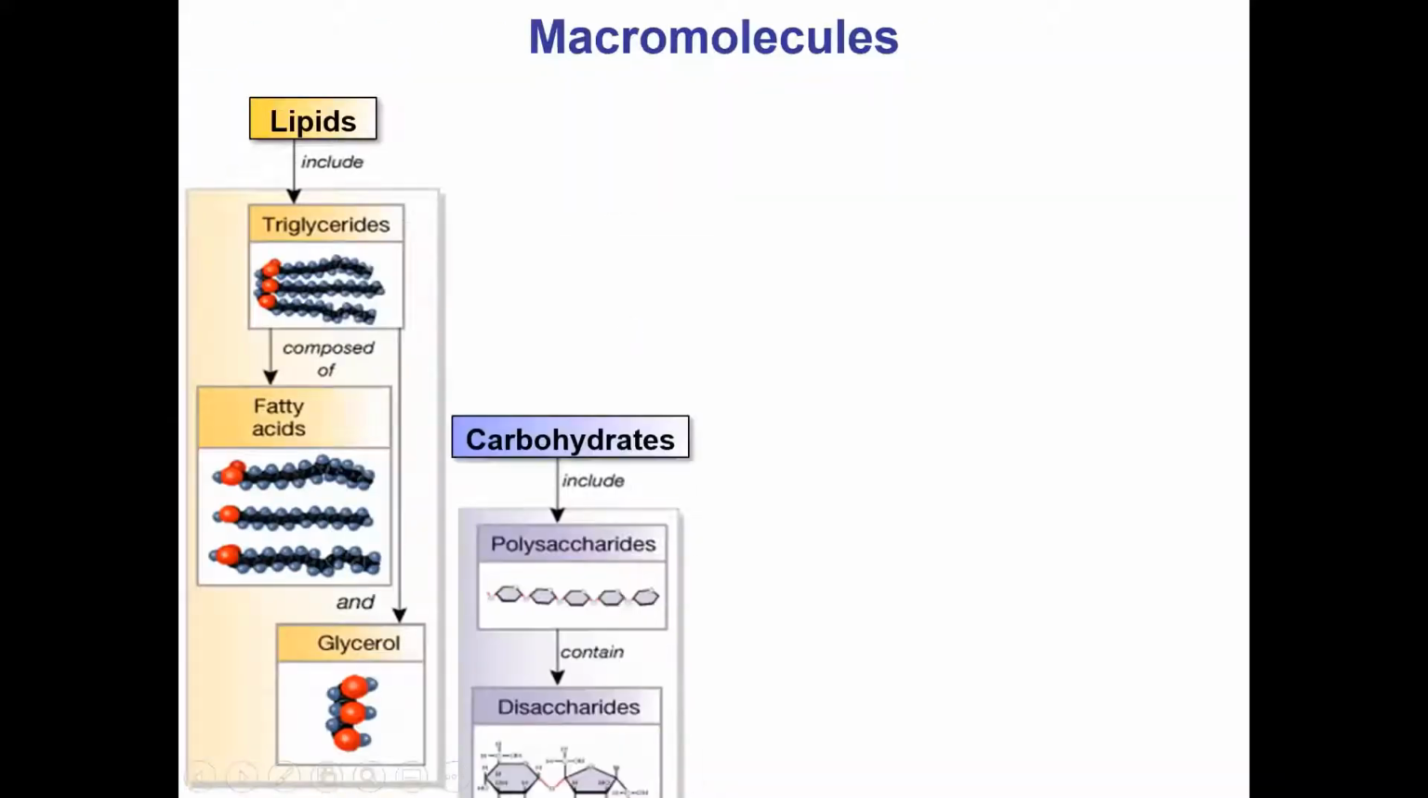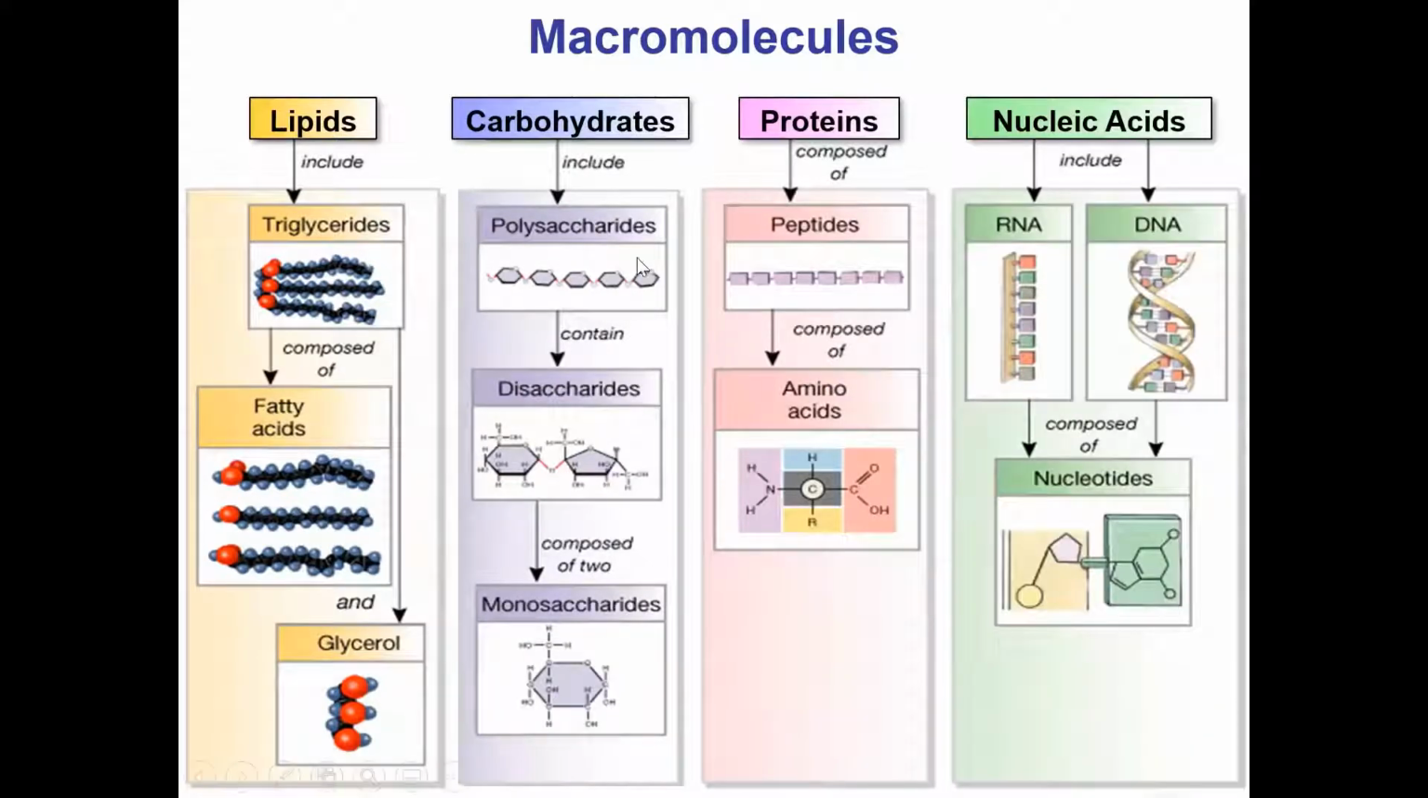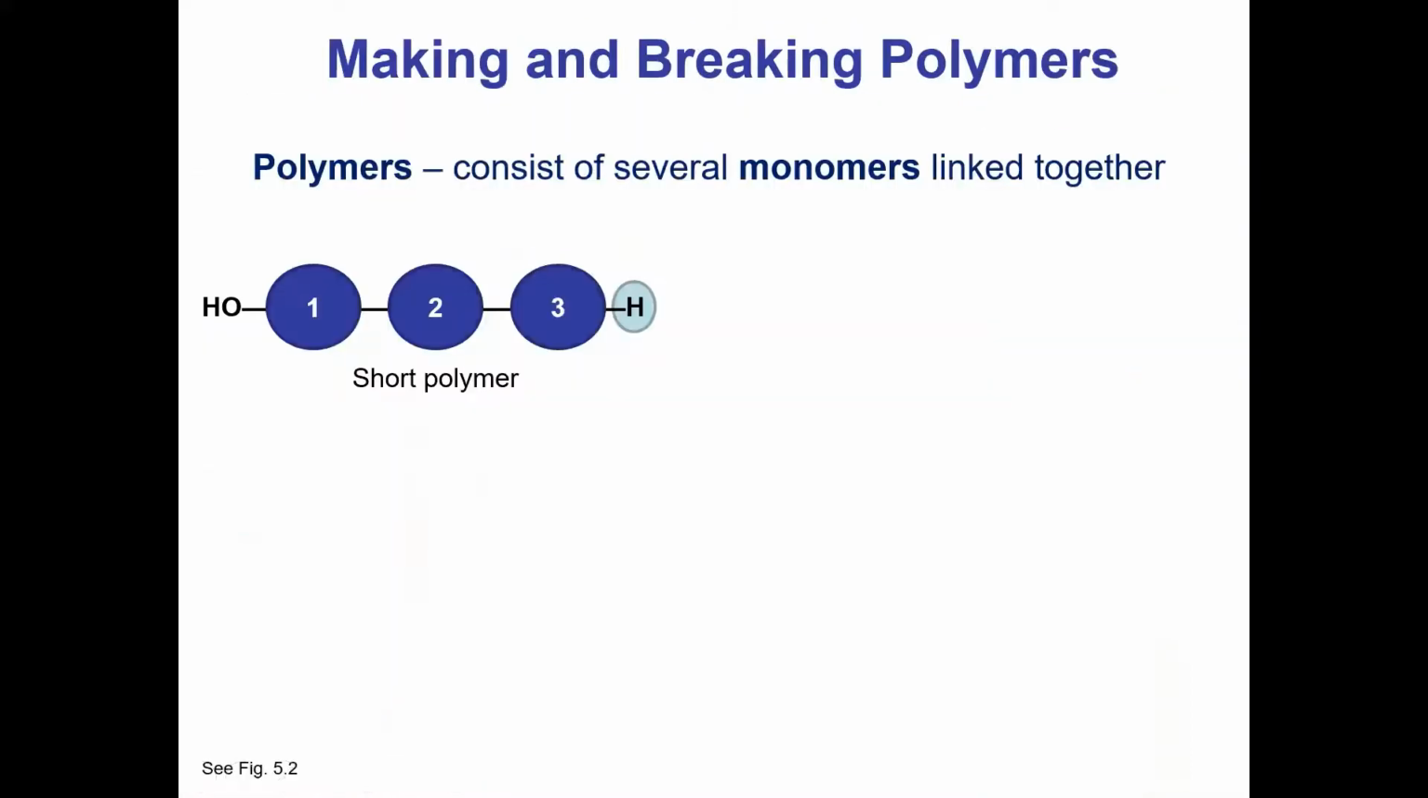So these are the 4 groups of macromolecules we're going to be talking about: lipids, carbohydrates, proteins, and nucleic acids. Kind of like the 4 food groups. Before we take a look at these, I want to talk about how these things are linked together and why we're calling them macromolecules.